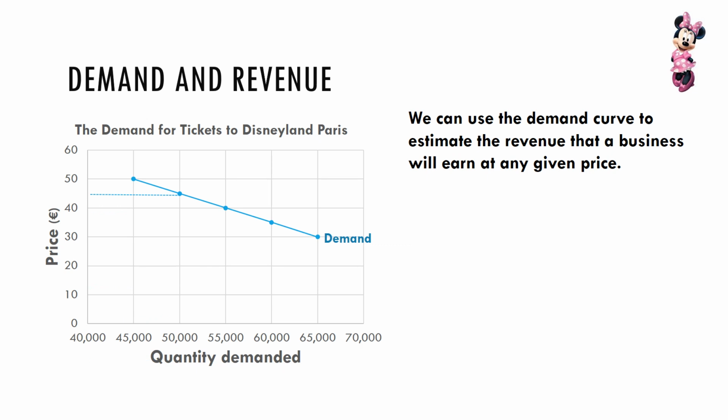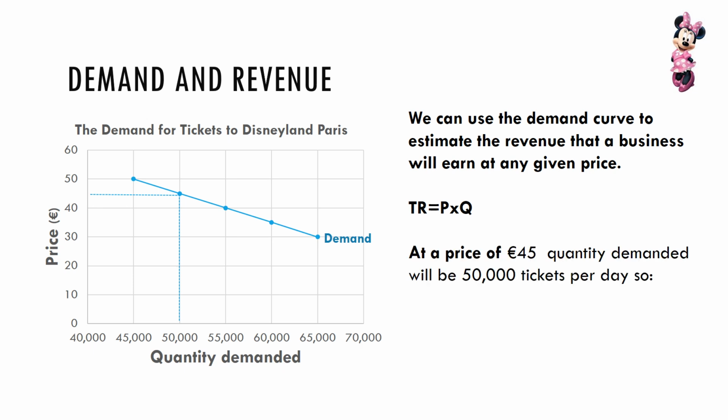So here we can see if the price was 45 euros, we'd be selling approximately 50,000 tickets. And we'd work out the revenue by taking the price and multiplying by the quantity sold. So the price is 45 euros, quantity demanded would be 50,000 tickets per day, so the revenue would be 2.25 million euros.